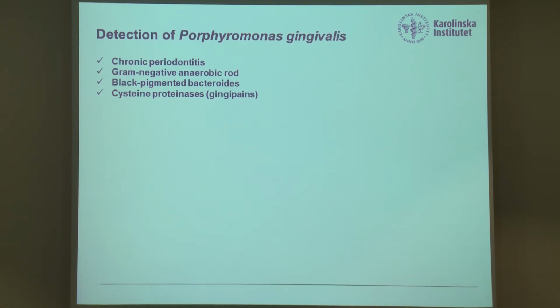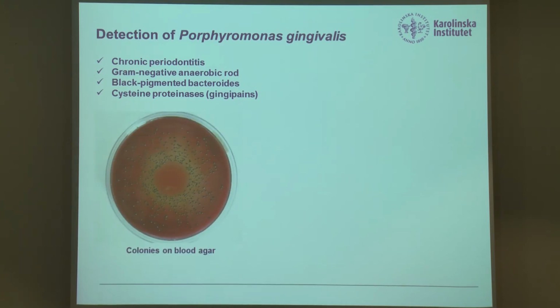So if we look at a biofilm sample and we culture the sample anaerobically to detect the presence of P. gingivalis, you can actually see that it forms these nice black-pigmented colonies on blood agar. P. gingivalis uses hemin from the blood substrate. It breaks it down in order to acquire iron for its own metabolism, and as a result we have this coloration.